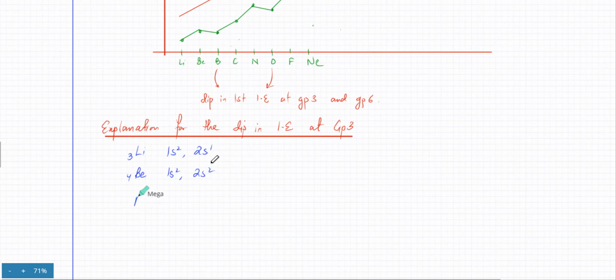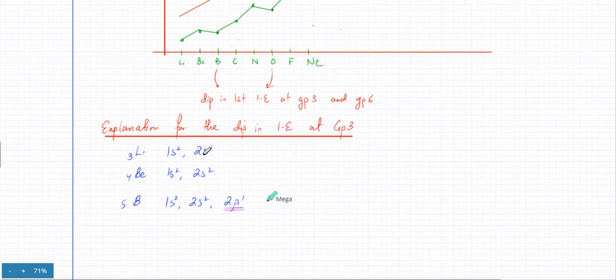Now, when you reach boron, the one at group 3, it has 5 electrons. Its electronic configuration is 1s2, 2s2, and then 2p1. So when you're removing an electron from boron, you're removing an electron which is further away from the nucleus, right? Is this clear? So you're removing an electron from a 2p subshell, which is a higher energy subshell, further away from the nucleus. So it becomes easier to remove electrons from boron. So there's a dip. It becomes easier. Why? Because you're removing an electron which is slightly further.